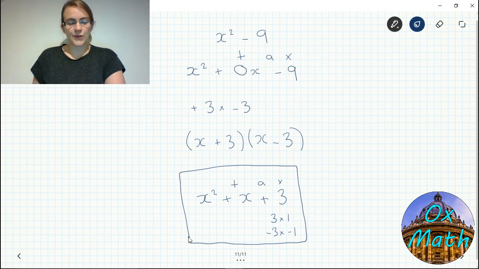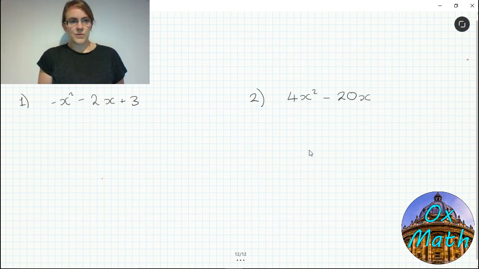Factorising is very useful for solving equations and various other things, but you just need to be aware that it isn't always possible to factorise a quadratic. Now I'm just going to go through two more examples that present slightly different scenarios.